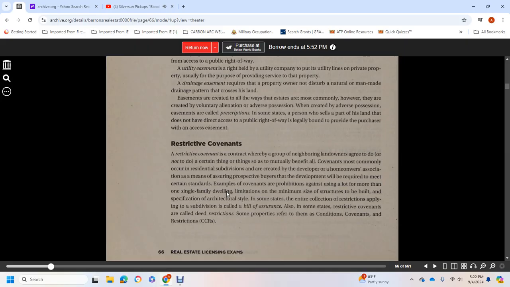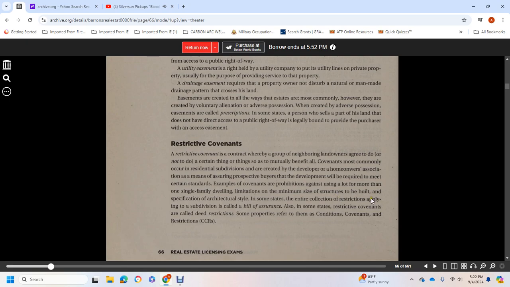Restrictive covenants. A restrictive covenant is a contract whereby a group of neighboring landowners agree to do, or not to do, certain things, usually for mutual benefit. Covenants most commonly occur in residential subdivisions created by a developer, where a homeowners association assures that the properties in the development meet certain standards. Examples: a covenant prohibiting the use of a lot for more than one single-family dwelling, a limitation on the minimum size of structures to be built, or a specification of architectural style.